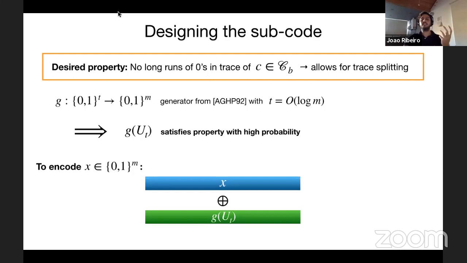First of all, you mask it. So we call this the masking technique. You mask it with the output of the generator on uniform input. This will satisfy the property with high probability.